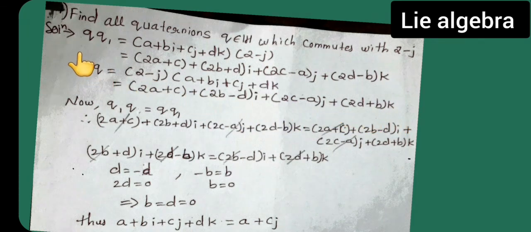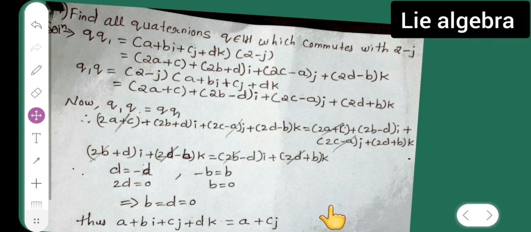So once you are done finding q into q1 and q1 into q, then this is equal to this. Write down what you got here for this and write down what you got for this. Okay, and the j term will get cancelled, then whatever is remaining I'll have to write down here. Here 2b and 2b will get cancelled, 2d and 2d will get cancelled. What will remain? d is equal to minus d. Now d is equal to minus d and minus b is equal to b. So b is equal to 0 and 2d is equal to 0. That means d is equal to 0. It implies that b is equal to d is equal to 0. Thus a plus bi plus cj plus dk is equal to a plus cj.